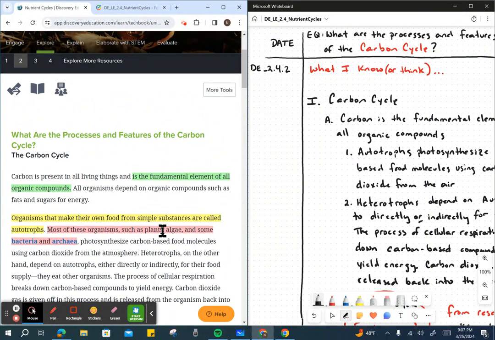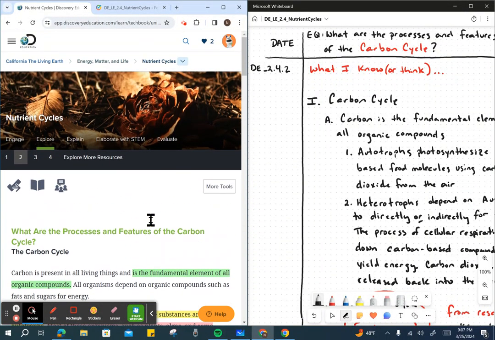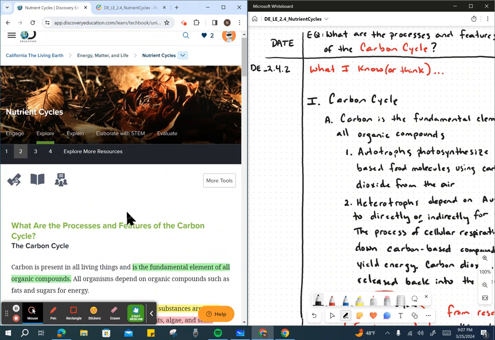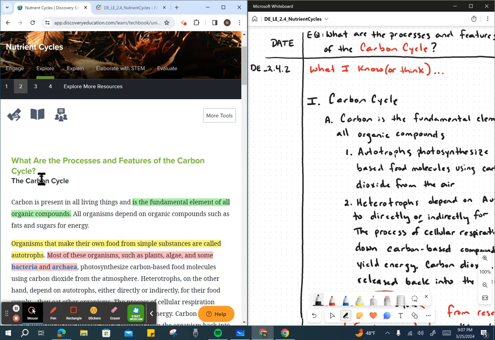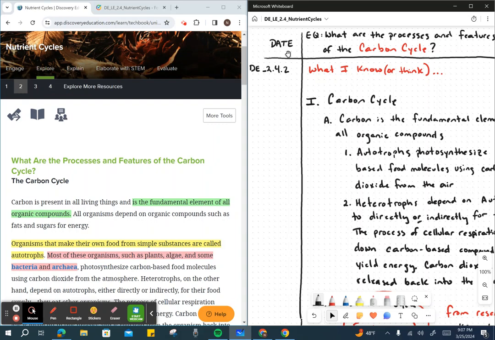Okay, let's take a look at explore number two, the nutrient cycles. Go ahead and take this. What are the processes and features of the carbon cycle? Go ahead and take that as our essential question in your notes. Draw your template. Make sure you put your date. And this is from Discovery Education. That should have said Living Earth. So let's go ahead and add that there.